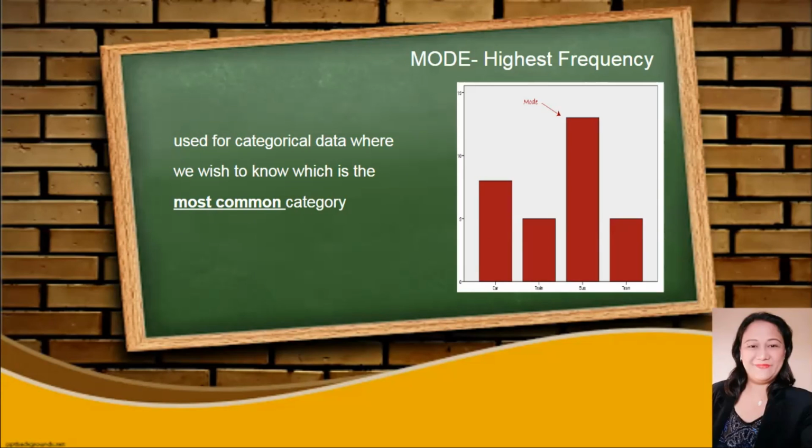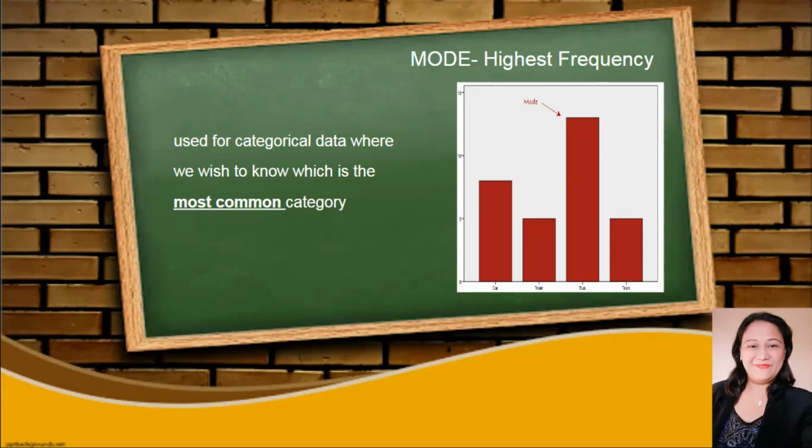Let's take a look at this bar graph as an example. This graph actually tells us the transportation preferences of some people in certain areas. So we have here the first one for cars, for train, and then the last one is for bus. I mean, the third one is for bus, and the last one is for train.